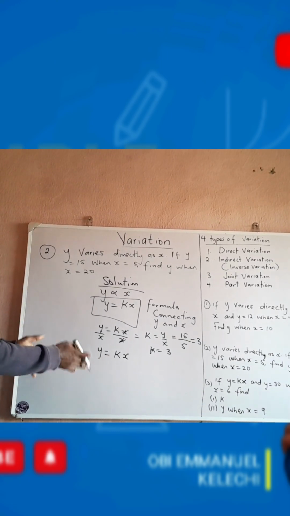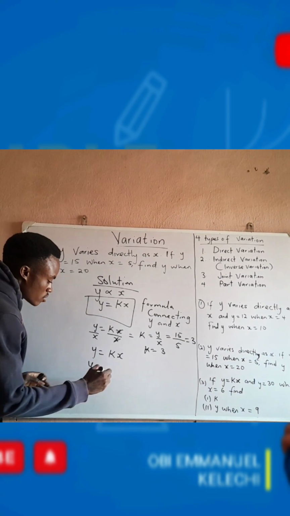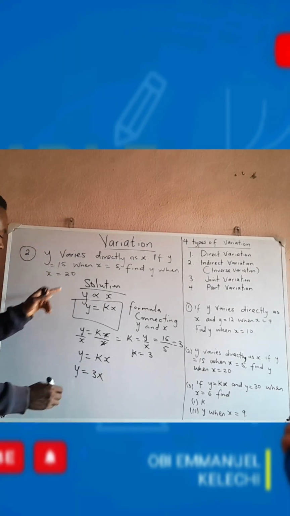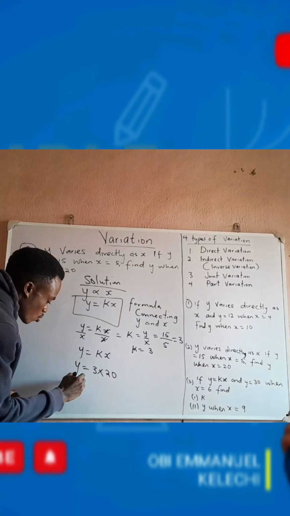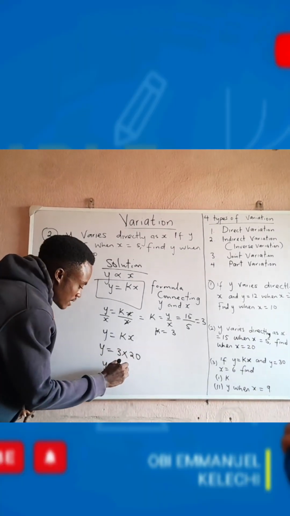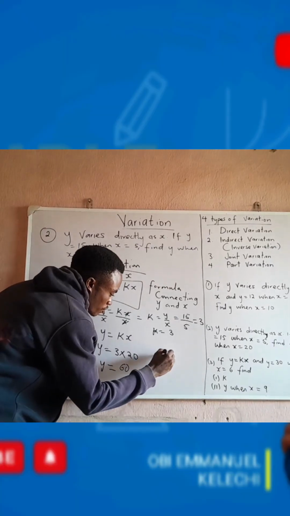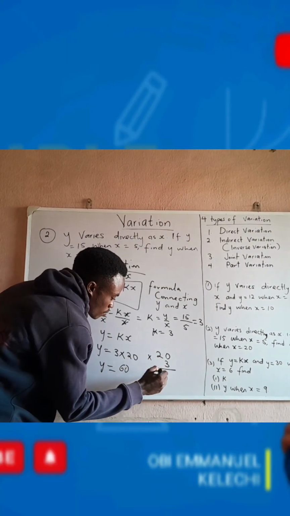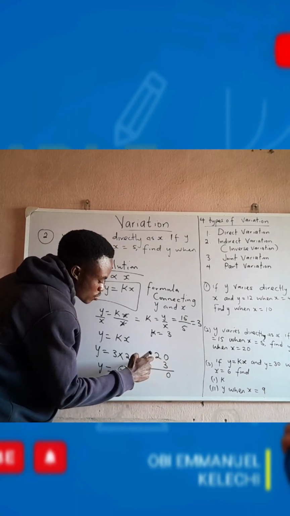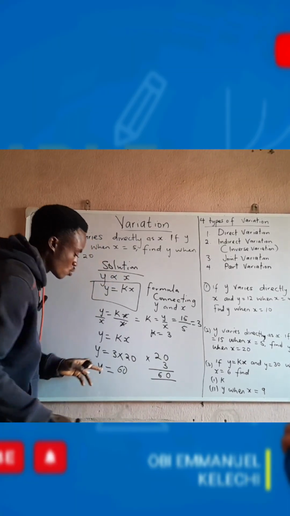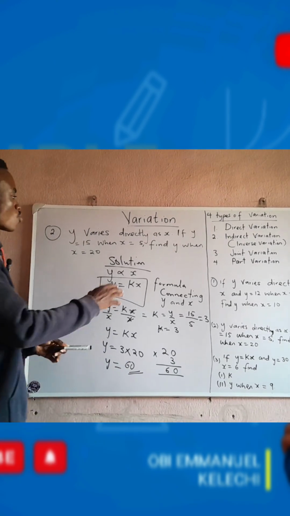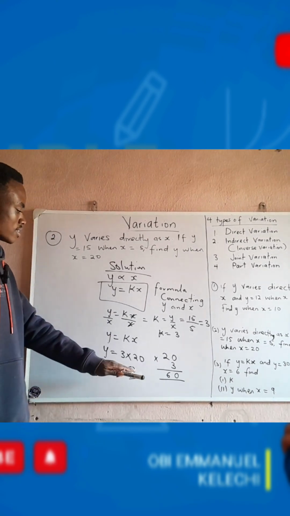Well, they've already made y the subject of the formula. So y is equal to k, which is 3, times x. x is 20. So y is equal to 3 times 20, which is 60. This is a rough sketch: 3 times 0 will give you 0, 3 times 2 will give you 6. So 3 multiplied by 20 is equal to 60. So our final answer is 60.